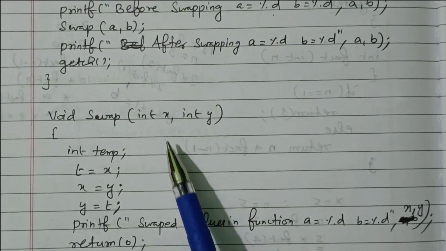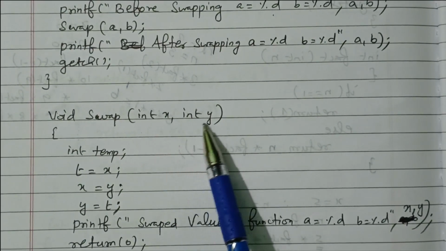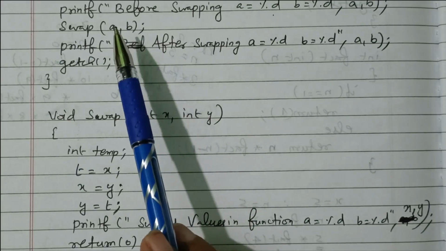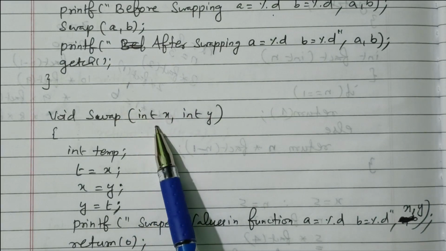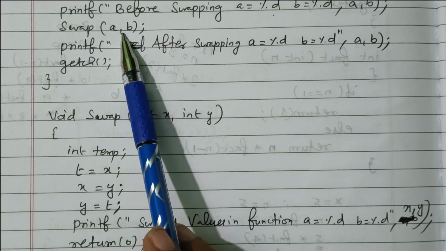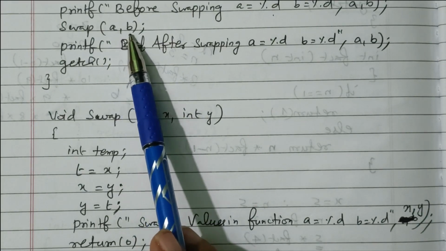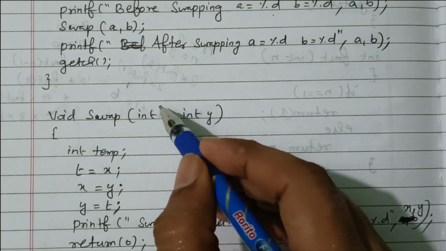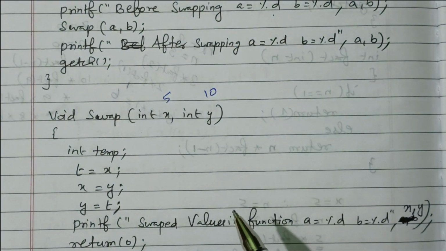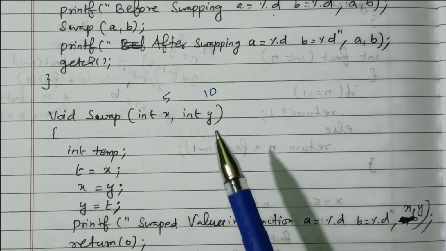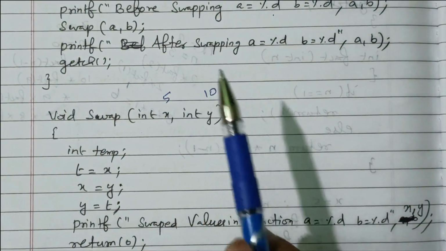We already discussed this: x, y is now a formal parameter, and what is available is a, b, the actual parameters. Only a copy of the value is passed here. The original value will be retained here. a = 5, b = 10 will be retained. Only a copy is passed, so x = 5, y = 10. Right? The original value is retained in the main program.